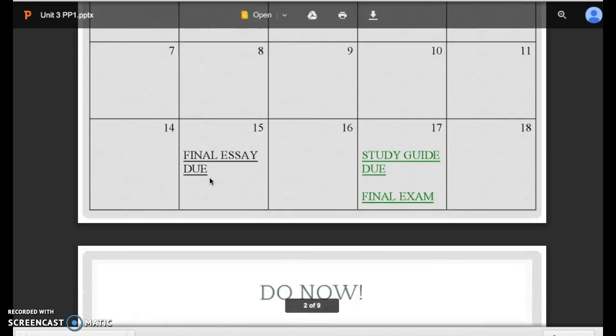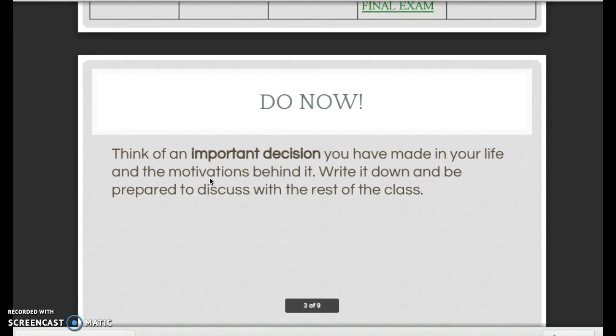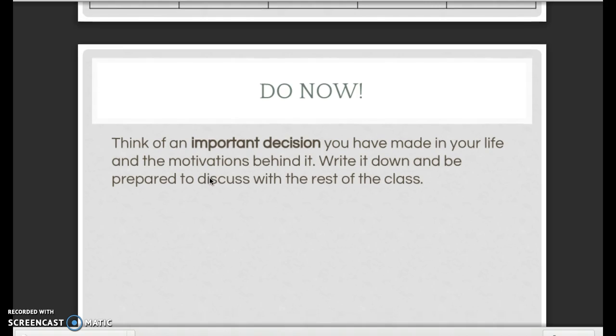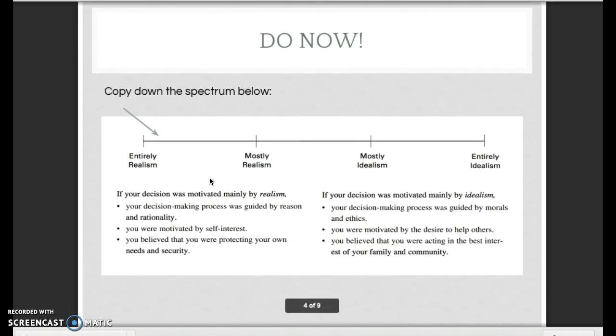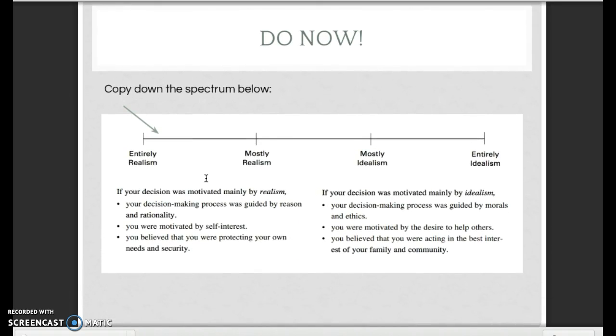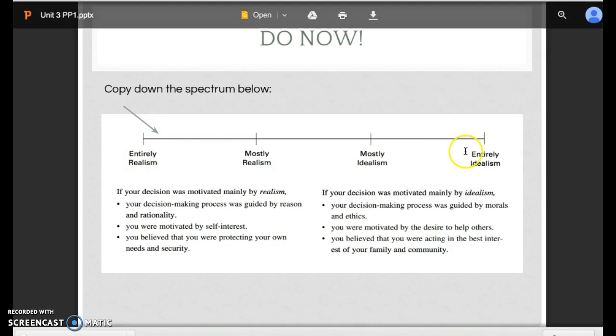So this is a calendar that they are going to have. This is their due now, thinking about motivations behind important decisions. And this is a spectrum that we will be looking at for the entire unit, which is decisions made based on realism or are they based on idealism? And the students will be expected to copy down these two definitions.